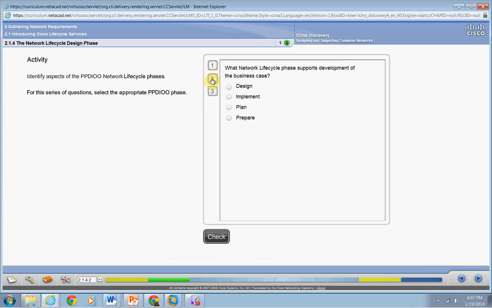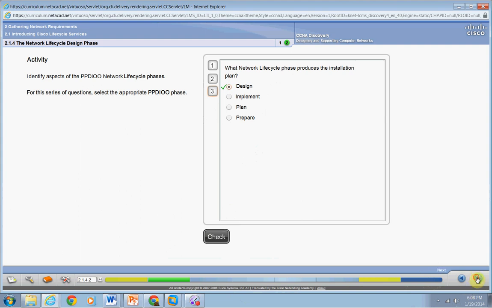What network lifecycle phase supports development of the business case? Well, that was the first one we talked about, the prepare phase. And what network lifecycle phase produces the installation plan? Well, that would be design.